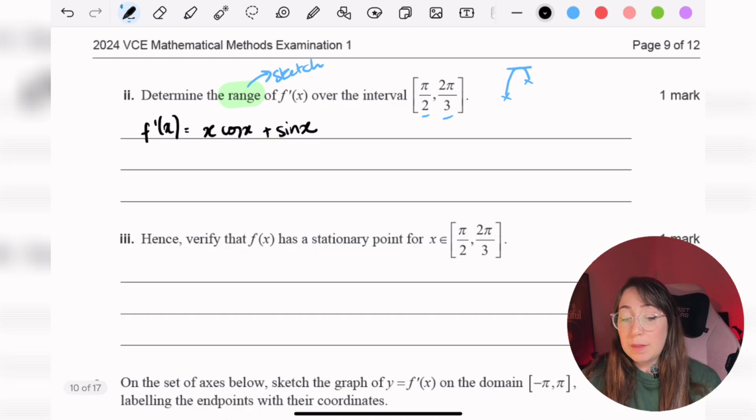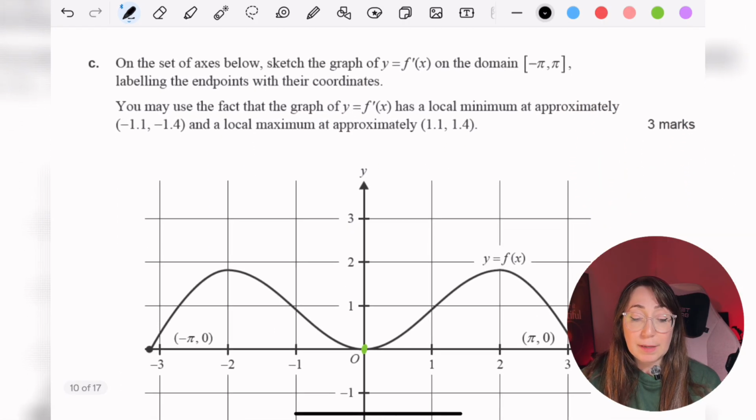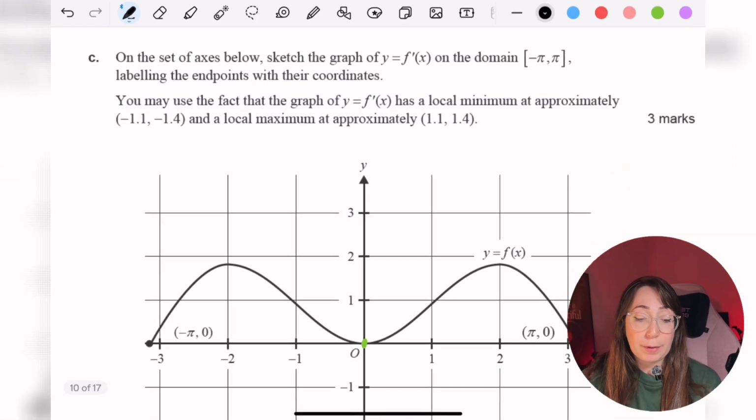Now, others might have a different way to do it. I'm sure there's a reason why they've asked us for the range before sketching the graph itself, but I think this is the way that I would approach it if I'm under that exam pressure and I just want to get it done as quickly as I can. So let's go ahead and do that. Let's focus on part C, and then we're going to come back to work out the range.